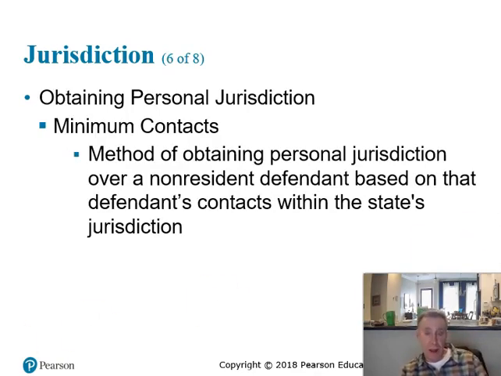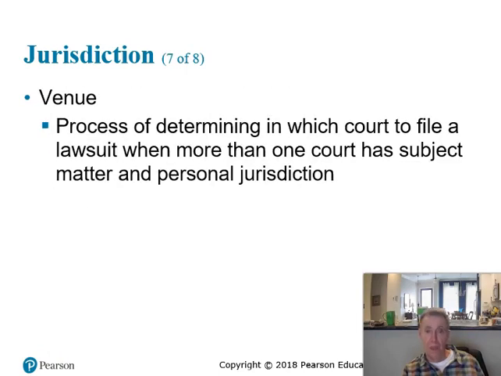Another method is minimum contacts. It's sort of like, what sort of contacts does the non-resident have in the jurisdiction? Are they there frequently? Do they own property? Do they have some sort of contact with the state? Venue is the process of determining in which court to file a lawsuit when more than one court has subject matter and personal jurisdiction. In that example with Colorado and Louisiana, a venue could have been Colorado or Louisiana.